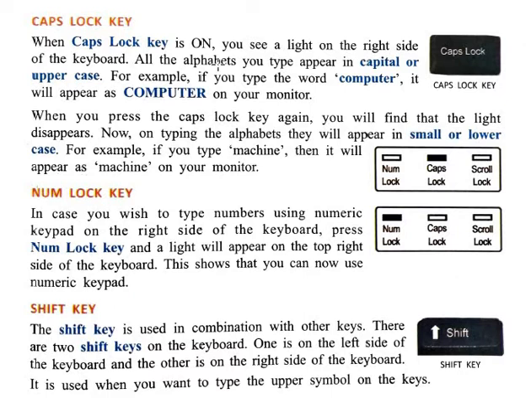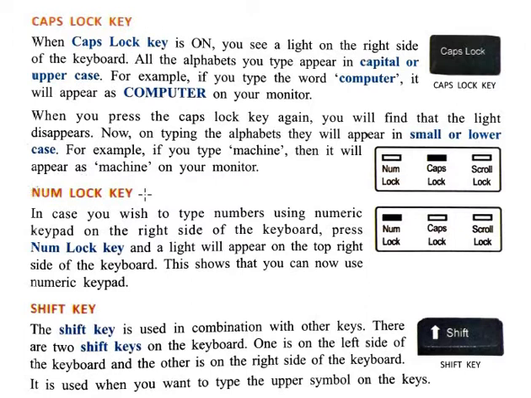For example, if you want to type the word computer in small letters, it will appear in uppercase or capital letters. When you press the caps lock key again, you will find the light disappears. Now on typing the alphabets, they will appear in small or lowercase. For example, if you type machine, it will appear as machine on the monitor.